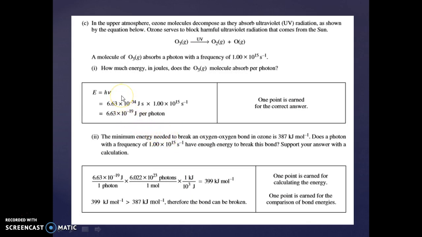And for this one, to find how much energy in joules, you just use another equation that I previously gave you right here. And for this problem here, you're just trying to find if the photon has enough energy to break the bond. So you're just using the joules per photon that you got in the previous one, and using Avogadro's number, and then you're converting it to kilojoules. And since that one is larger than the 387 given, the bond can be broken.